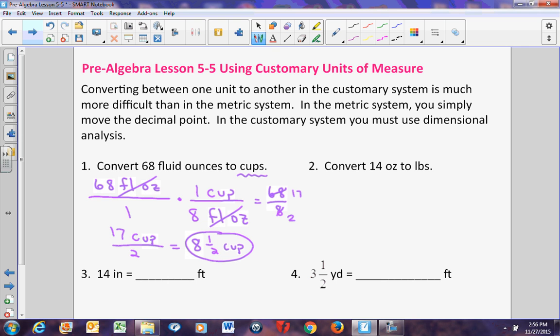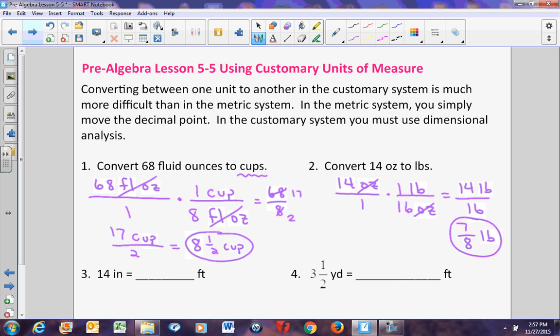If I'm going to convert 14 ounces to pounds, 14 ounces over 1, and I know there are 16 ounces to a pound, and if I want my ounces to cancel out, I need my ounces on the bottom, so 16 ounces is on the bottom, 1 pound is on the top. My ounces cancel out here, and I have 14 pounds over 16, which I can now reduce. 14 over 16 reduces to 7/8. So this becomes 7/8 of a pound. And don't ask me why the abbreviation for pound is LB. I'm sure there's a reason, I've just never looked it up.